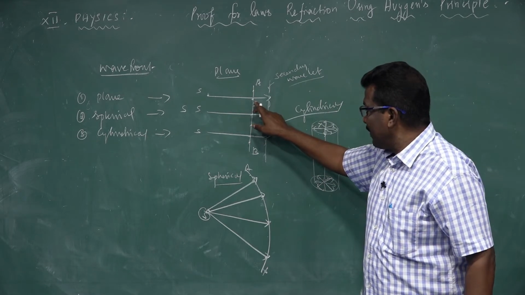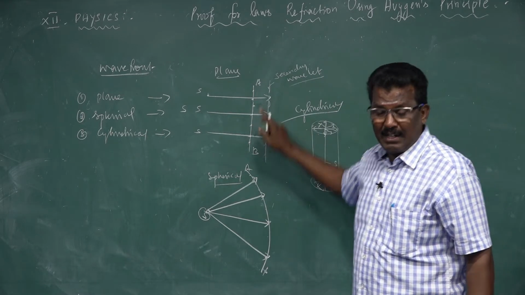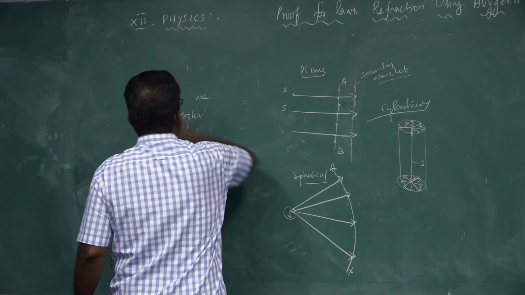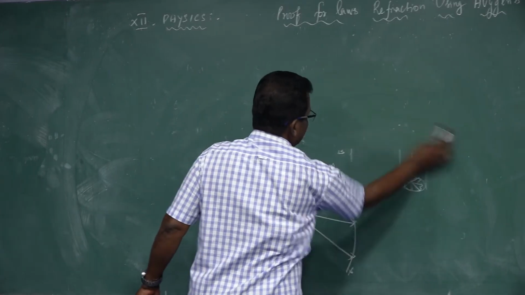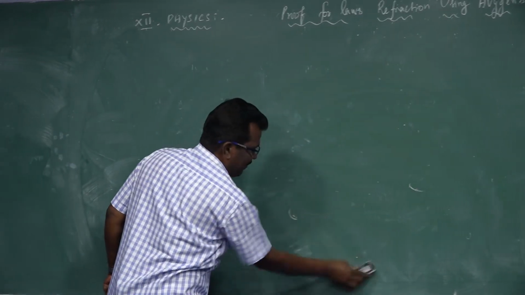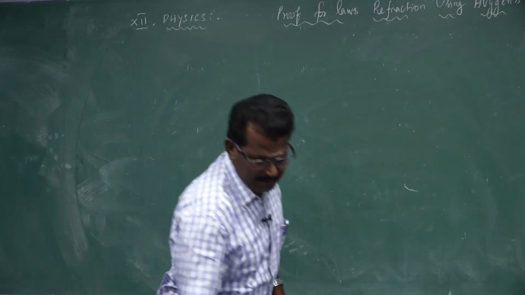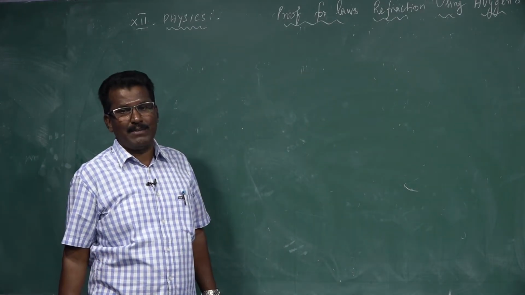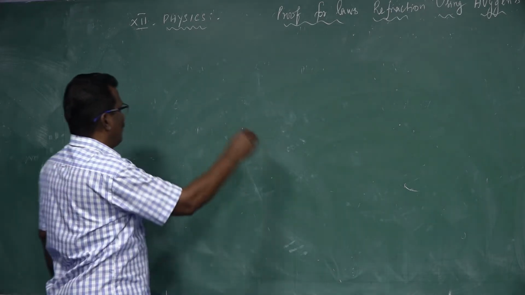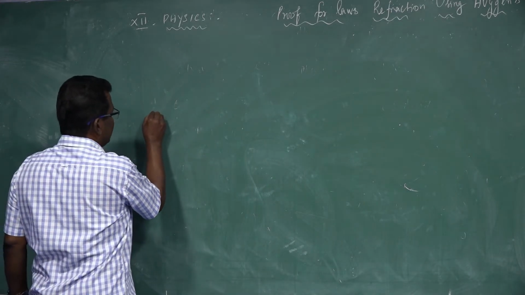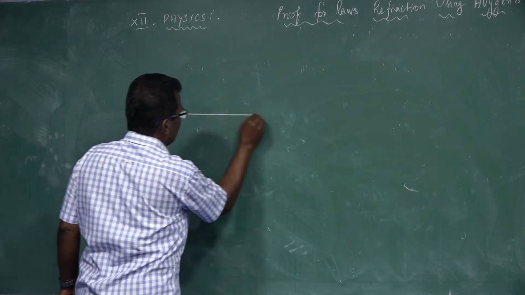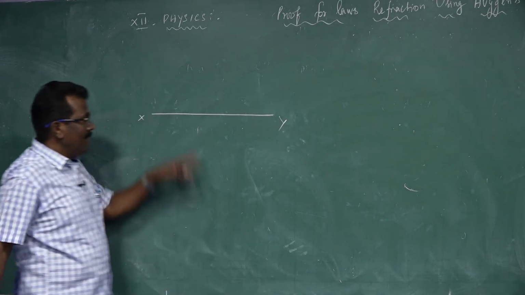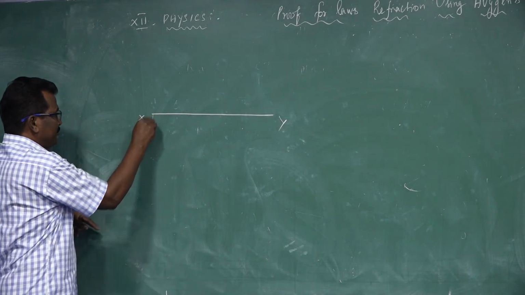Let's see how plane wavefronts obey the law of refraction. Now let's discuss. Let's consider one of the wavefronts. It is better to take light coming from a source at infinite distance. See, this is XY, the refracting surface.